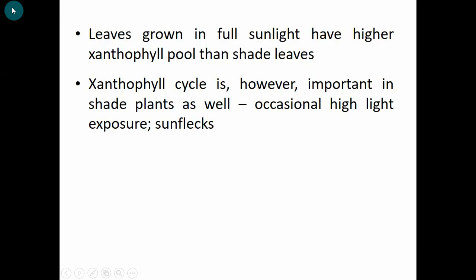Okay, so remember, leaves that are grown in full sunlight are going to have a higher xanthophyll pool, or a higher xanthophyll concentration, as opposed to those that are in the shade. But also, don't forget those plants that are exposed to sunflecks. This is very important for them as well. The xanthophyll is found in all plants, just in different amounts in each plant.